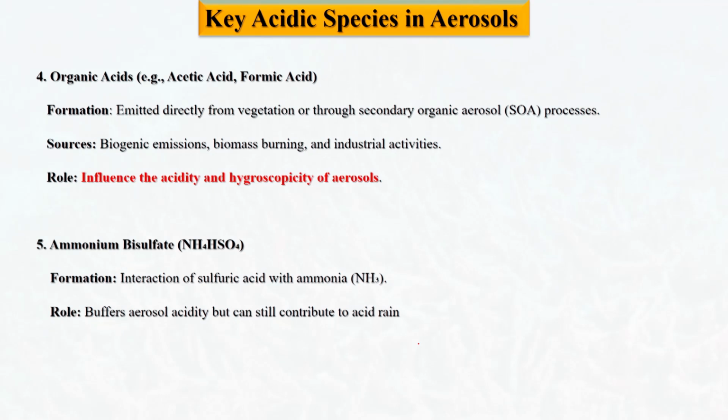Then the other things are very small, but they are actually very important. Formic acid and acetic acid, organic acids, come directly from vegetation through secondary organic aerosol formation processes. I have not discussed this one, but we will discuss it. And then they could be biogenic, biomass burning or industrial activities.